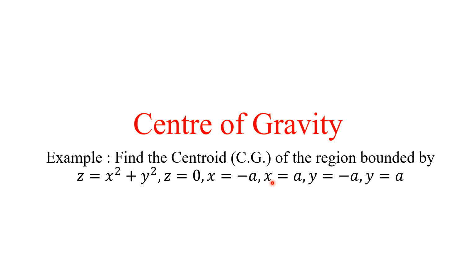X is equal to a represents a plane which is parallel to the yz plane and passes through the point a comma 0 comma 0. Y is equal to minus a represents a plane which is parallel to the xz plane and passes through the point 0 comma minus a comma 0, and y is equal to a also represents a plane parallel to the xz plane which passes through the point 0 comma a comma 0. So here the region is bounded by these surfaces.